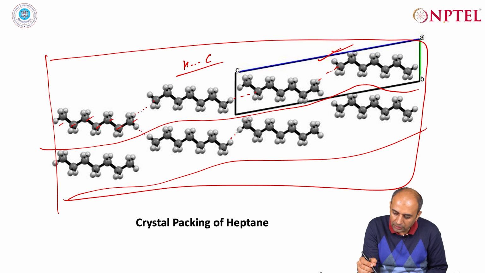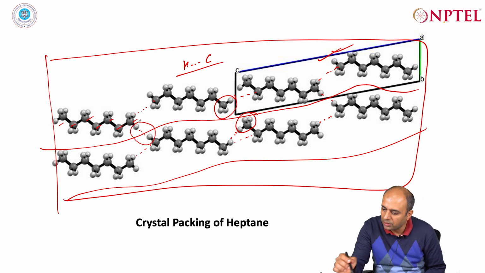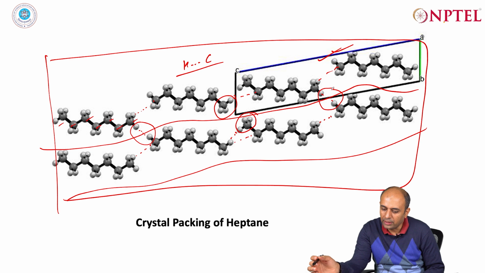Right? You can see these are the HH contacts. Now, here you can see that the methyl groups face each other, and here again you have the hydrogen-carbon interactions in this particular layer. But you also have the face-to-face CH3 interactions, and you have the HH contacts between the layers.